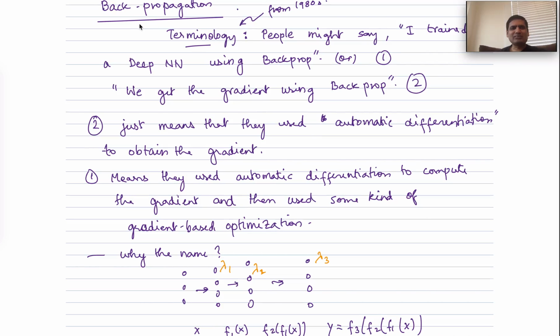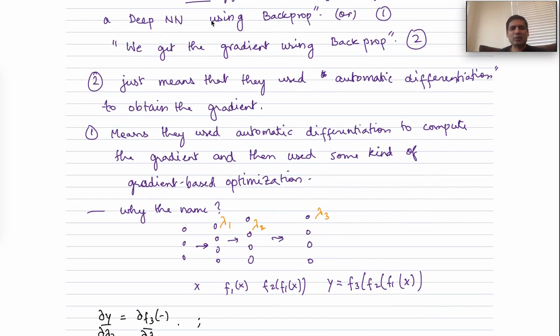Why is it called backprop or backpropagation? What is a neural network? A neural network is a bunch of inputs and then a bunch of layers and then a bunch of outputs. Let's say this is the output layer, and this is the input layer, X. The output is Y. And let's say the purpose of this layer is to transform X into F1 of X, the purpose of this layer is to transform F1 of X to F2, and then the purpose of this layer is to transform F2 to F3.